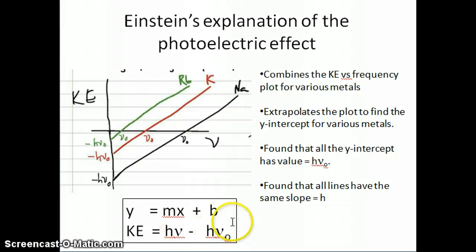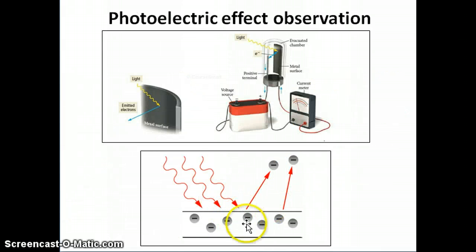Okay, now what about this h nu naught? Well, think about it, right? If you want to get the electron off the surface of the metal, the electron is held by this electrostatic interaction with the nucleus. So it's like a glue. Or you can think about a magnet, maybe that's a more appropriate analogy. There's a magnet that's holding the other magnet. One is the nucleus, the other one is your electron.